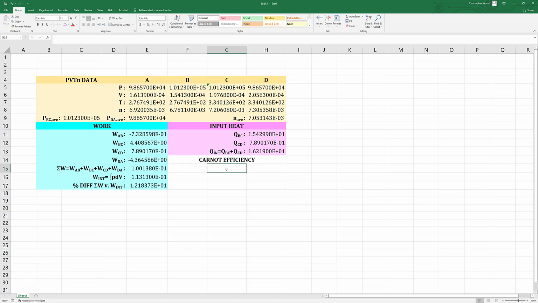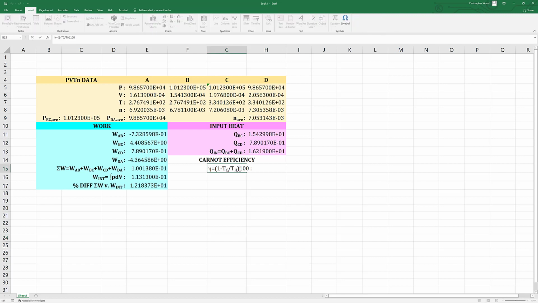So type in lowercase h equals left parenthesis 1 minus TC divided by TH close parenthesis times 100 space colon. Change the font of lowercase h to symbol. So there's eta, Greek letter eta stands for efficiency. Let's subscript the C and the H. Let's use a bullet operator between the right parenthesis and the 100.